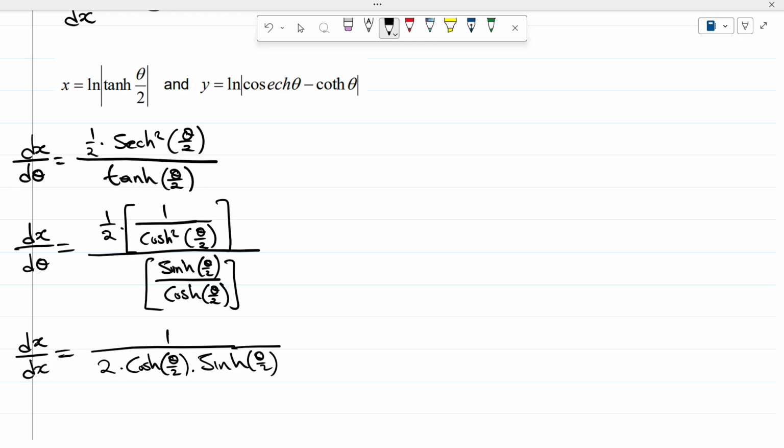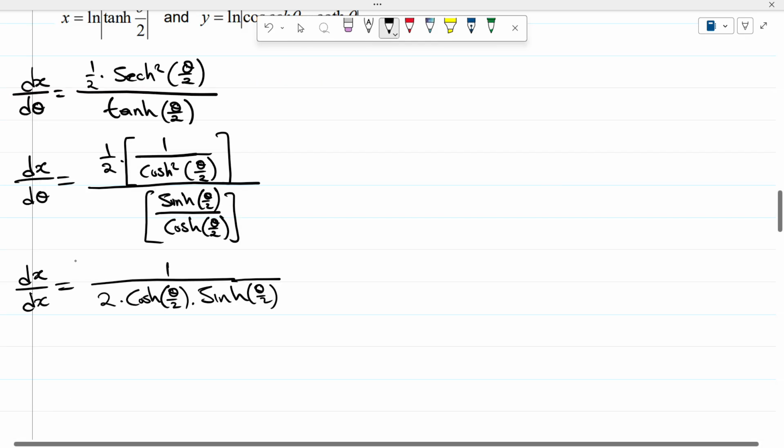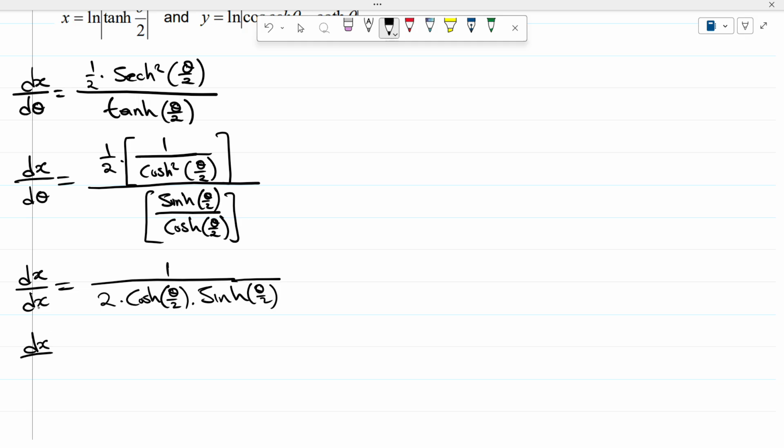And then from here, we can change this hyperbolic sine. So dx/dtheta will then be 1 over what? 1 over, this is a double angle, so this is the double angle of hyperbolic sine of theta.